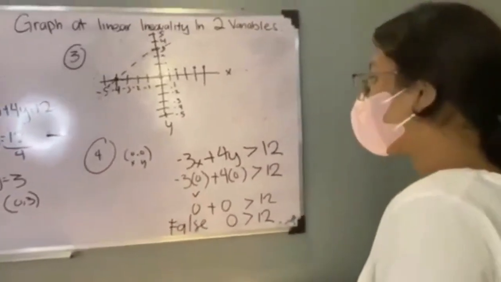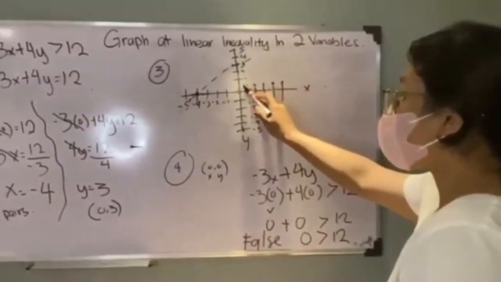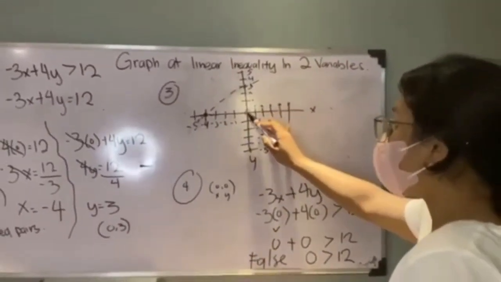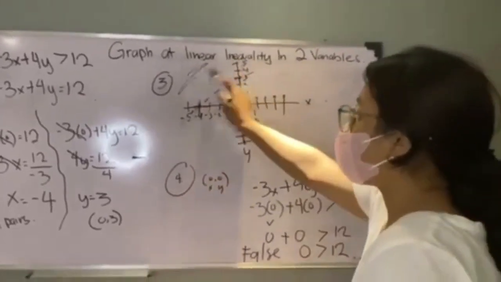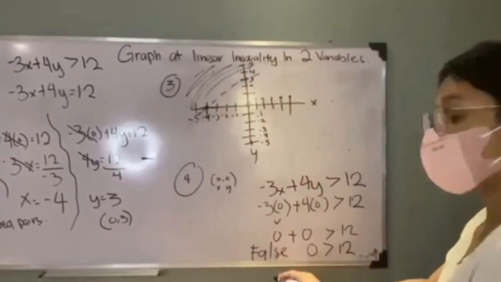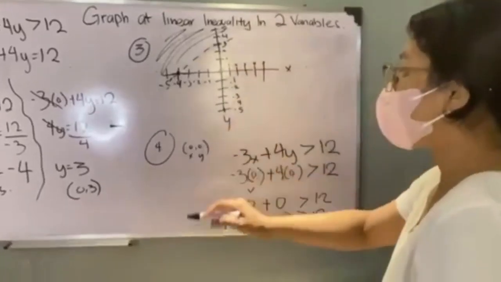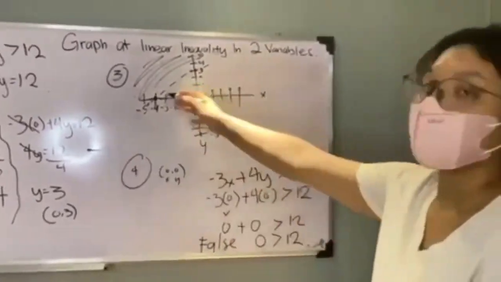Since it is false, and this is where our test point is located, you will be shading the opposite side. Unless it says true, then you'll be shading the side where the test point is located, which is in here. The opposite side is what I have shaded.